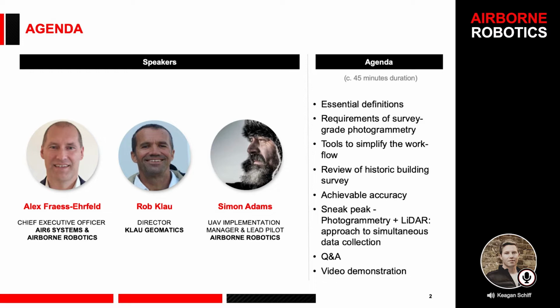For today's webinar, we'd like to do our best to keep it within 45 minutes, leaving a little bit of time at the end for some question and answers. We'll be starting off with the essential definitions of photogrammetry. We'll then be moving on to the requirements of survey-grade photogrammetry. We'll then dive into tools and simplifying the workflow, reviewing of historic buildings and surveys, achievable accuracy, and then we'll take a sneak peek at our future webinar, which will involve photogrammetry and Lidar and the approach to collecting data.